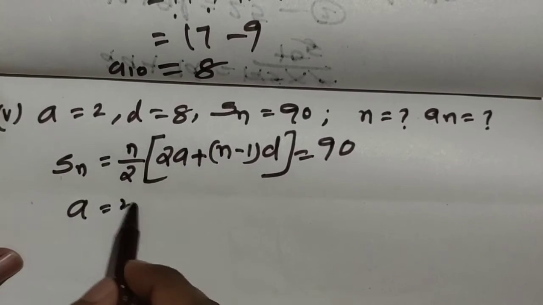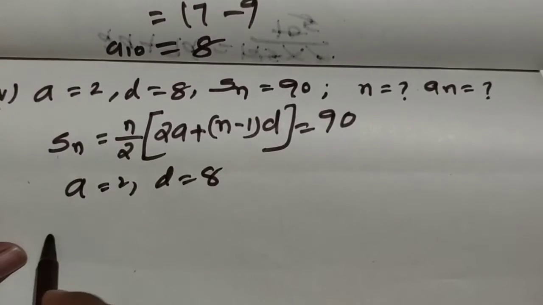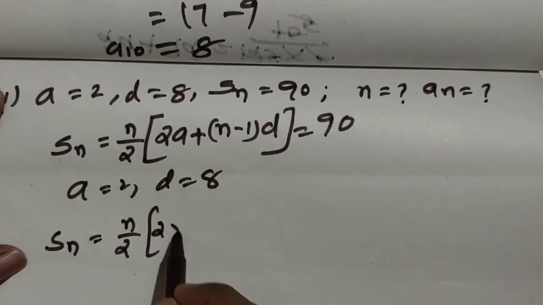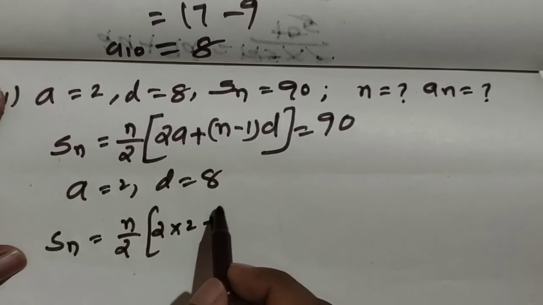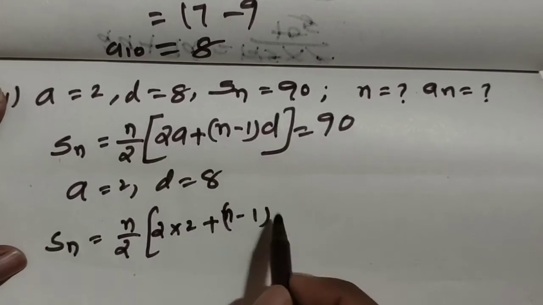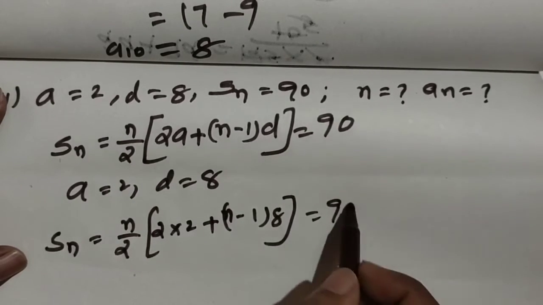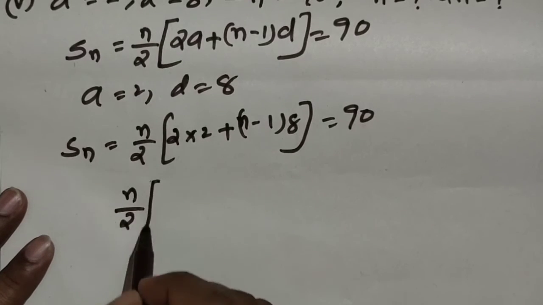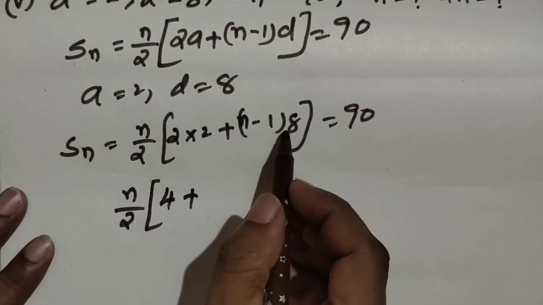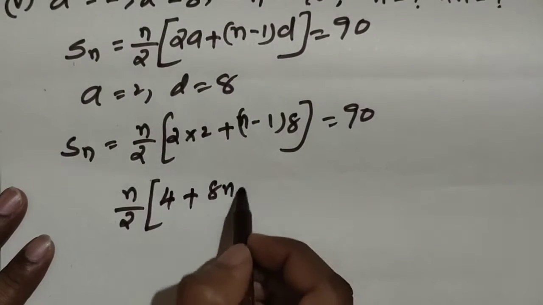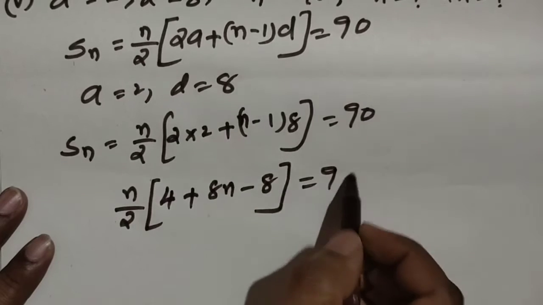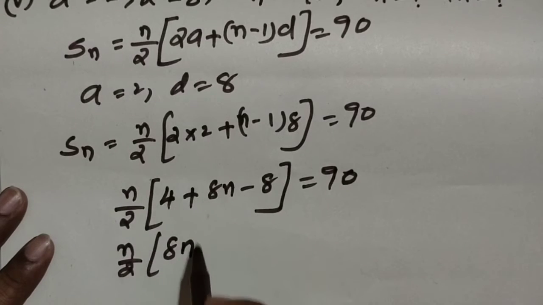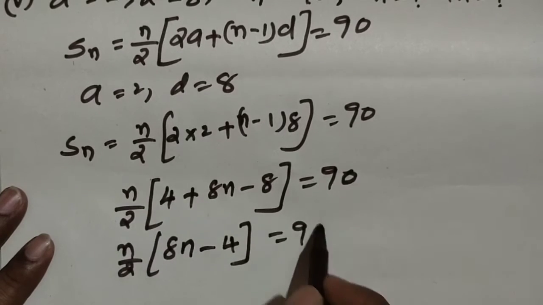Now substitute A is equal to 2, D is equal to 8, then we get n by 2 into 2, that is the A value 2, plus n minus 1 into the D value 8, is equal to 90. See carefully here, very important. n by 2 into 2 into 2 is 4, plus by multiplying 8 we get 8n minus 8, is equal to 90. Then n by 2 into 8n minus 8 plus 4, minus 4, is equal to 90.